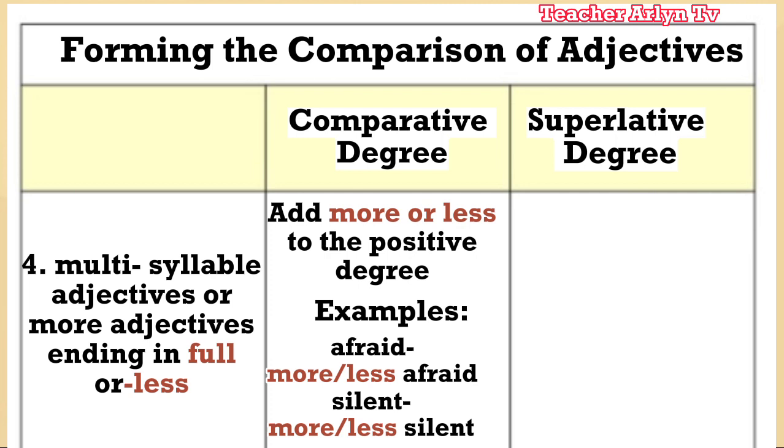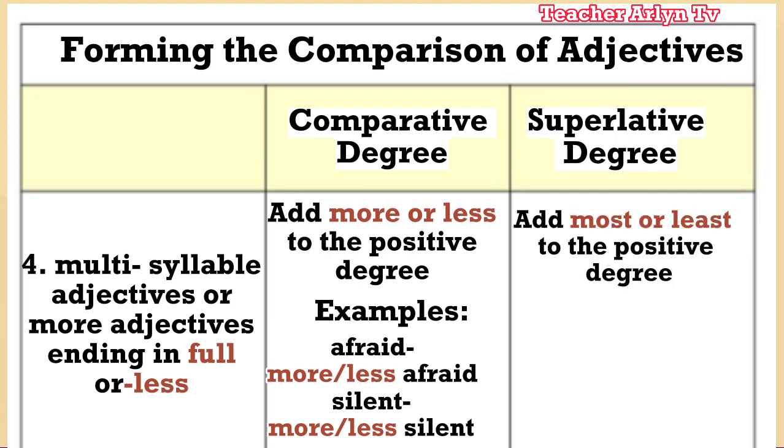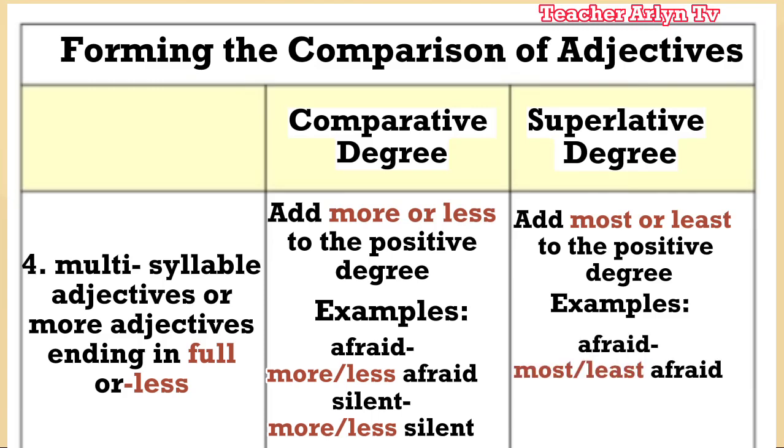In superlative degree, add most or least to the positive degree. Examples: afraid, most slash least afraid. Most afraid or least afraid. Next, the word silent. Most slash least silent. Most silent or least silent.